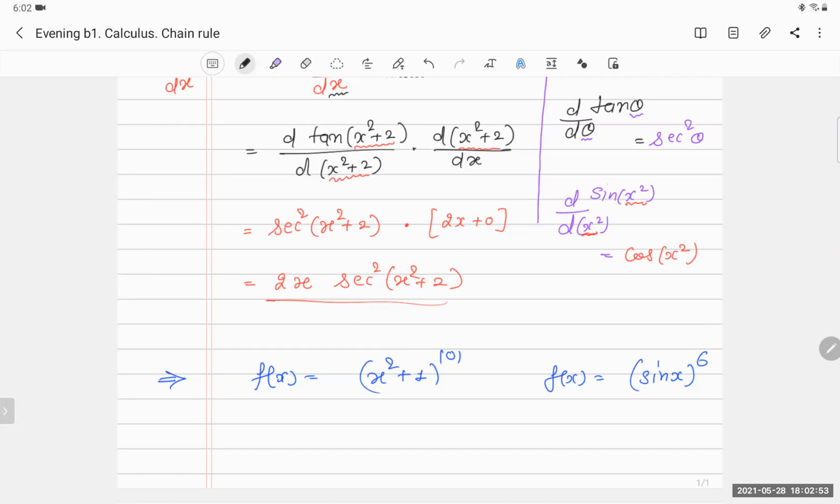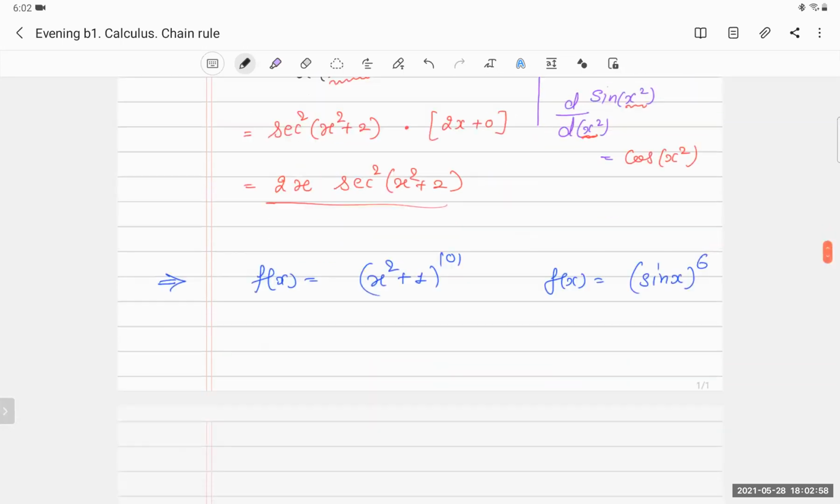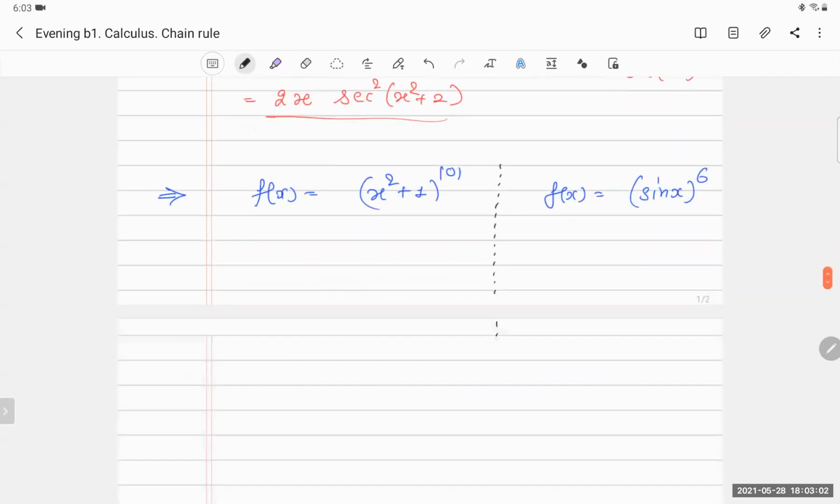So we have to differentiate both of the equations, na? Yeah, both are different questions. Okay, sir. For the second one, it is 6 sin x raised to 5 into cos x. Yes. Good.